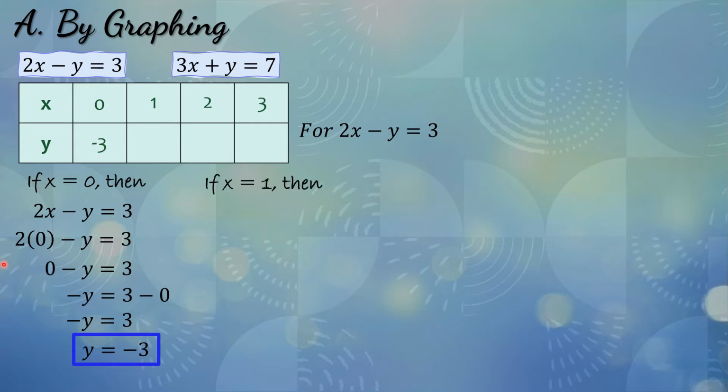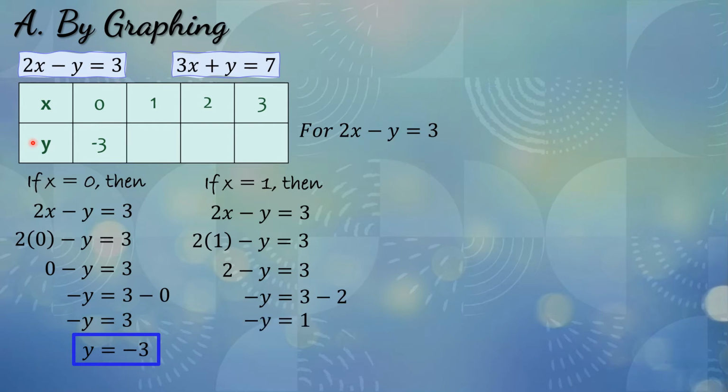Next, if x is equal to 1, then 2x minus y is equal to 3. Let us substitute 1, which is the x coordinate, to the variable x. So that will be 2 times 1 minus y is equal to 3. Let us simplify. 2 times 1 is 2, minus y equals 3. Transpose positive 2 to the right side. So that will be negative y equals 3 minus 2. Simplify the resulting equation. So magiging negative y equals 1 because 3 minus 2 is 1.